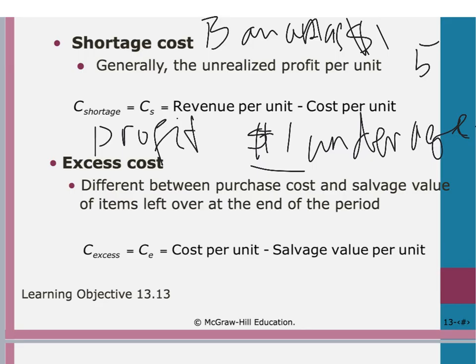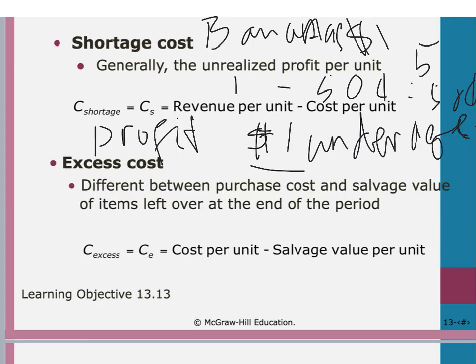So once again, I buy the bananas for 50 cents, I sell it for $1. My underage cost, or my cost of not having the inventory to sell, is my lost profit. Okay? So I'm losing 50 cents. So it's the $1 minus the cost of 50 cents. So I'm losing 50 cents profit per banana.